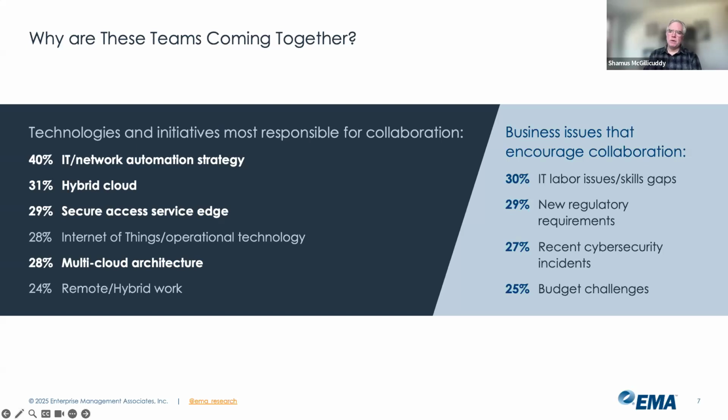We also asked in our research last year, are there business issues or events that encourage collaboration between these 2 groups? The #1 response was labor issues or skills gaps, sort of force multiplying by bringing 2 groups together that have complementary and some overlapping skills and knowledge and capability to tackle projects and problems together, to close those gaps.